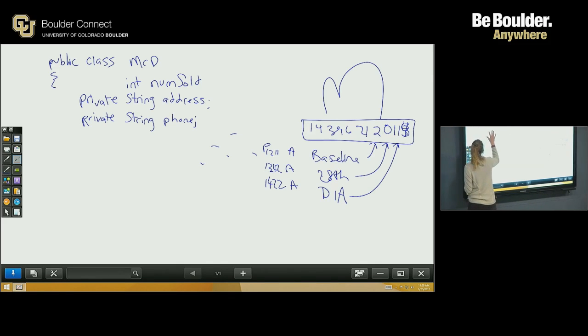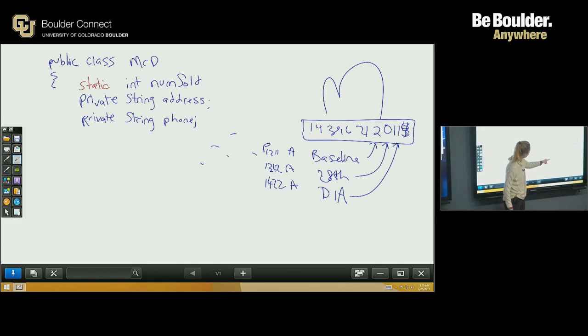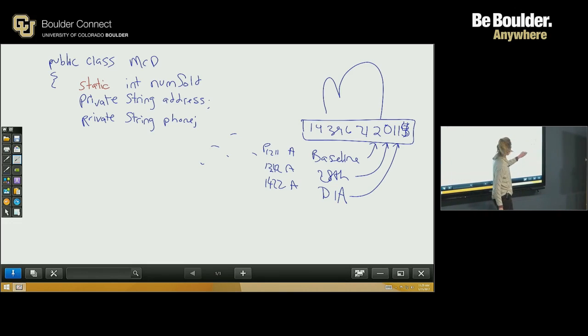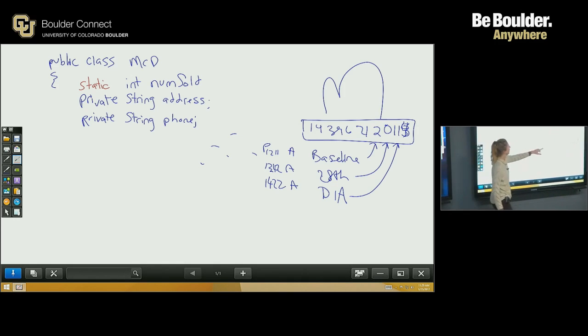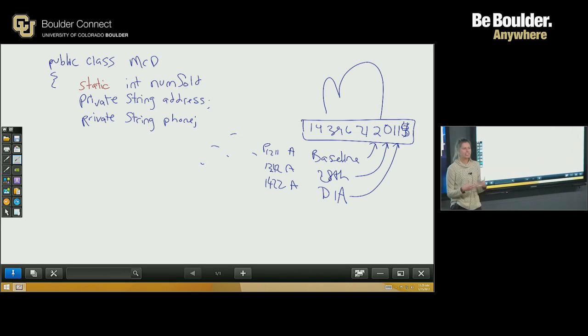So the key here is we add the keyword static. Static means it's shared among all instances. So even though their phone numbers and addresses are different for each instance, they all share this value. If we create a method for selling a burger or selling to a customer, if it's in baseline, it updates the same number as all of these. That's the best example I came up with for a shared class variable.